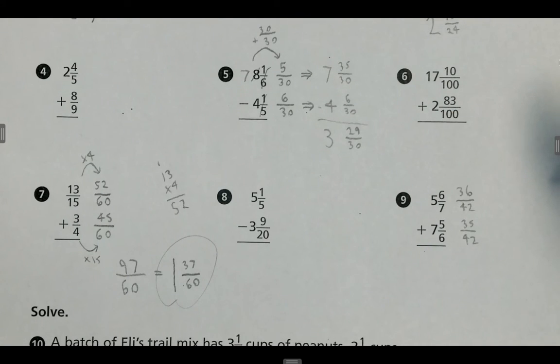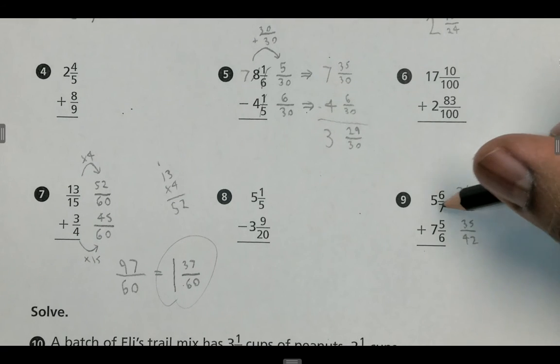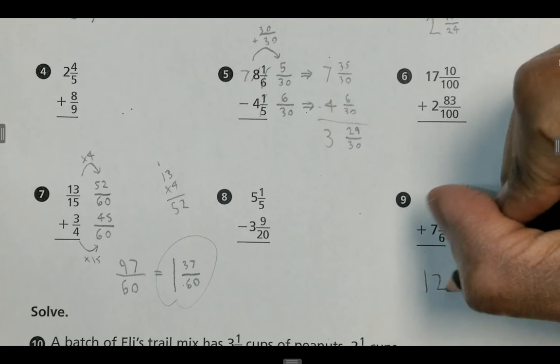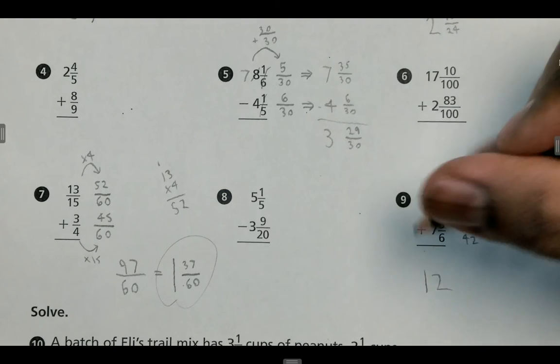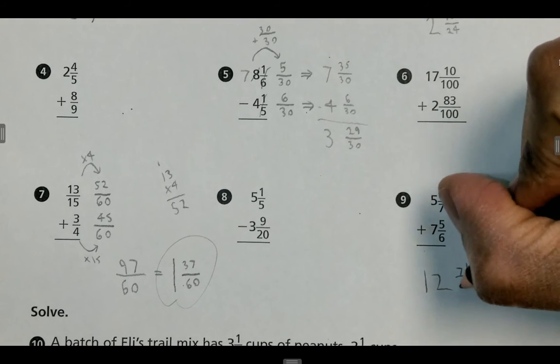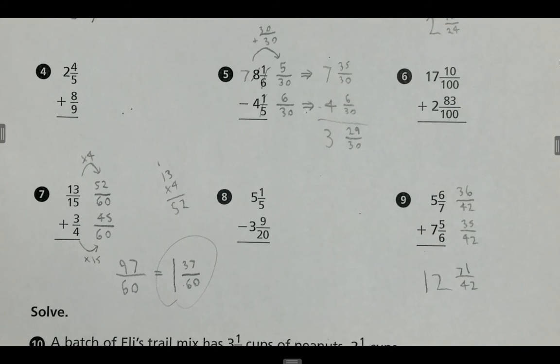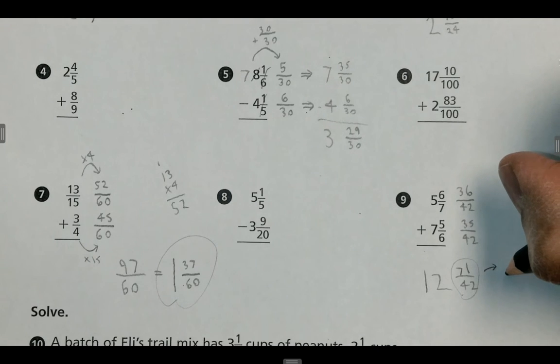We can, let's see. We can add our whole numbers. 5 and 7 is 12. We can add our fractions. 36 plus 35 is 71. Is this our final answer? Improper! It is not. 71 over 42 is improper. This gets converted into a mixed number.